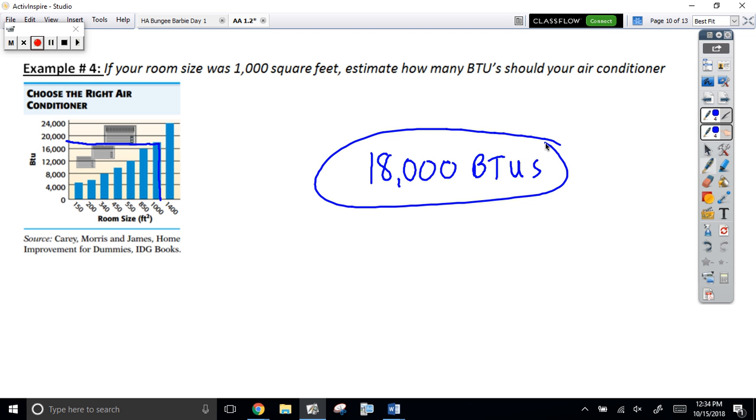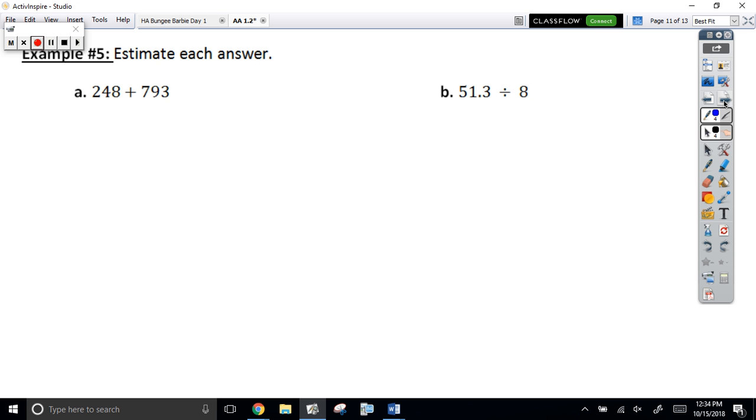And then example 5 is just literally doing calculations, adding, subtracting, multiplying, or dividing, but it asks you to estimate. So again, you have the luxury to choose whether you want to round this to be 200 or 250, and obviously that one's going to be 800, but I probably would make it 250 to make it a little bit more accurate.